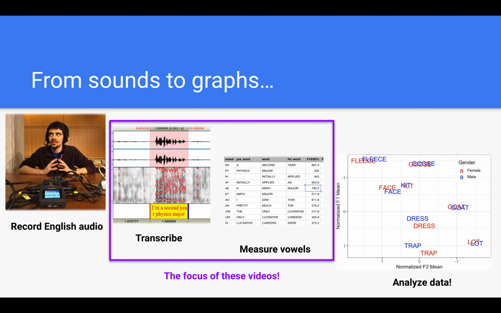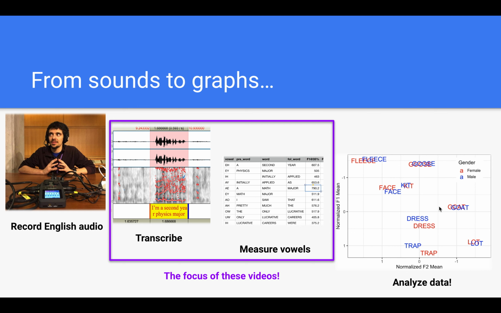In general, when we do sociophonetics, often what we'll do is record some audio, usually in English, and this presentation is going to focus on English. So we're going to record some audio with a microphone. Then we're going to transcribe it, and then we're going to use both the audio file and the transcription to measure vowels, measure F1 and F2, the position of the tongue in the mouth when pronouncing the vowel, like I mentioned. And then finally, we're going to analyze the data.